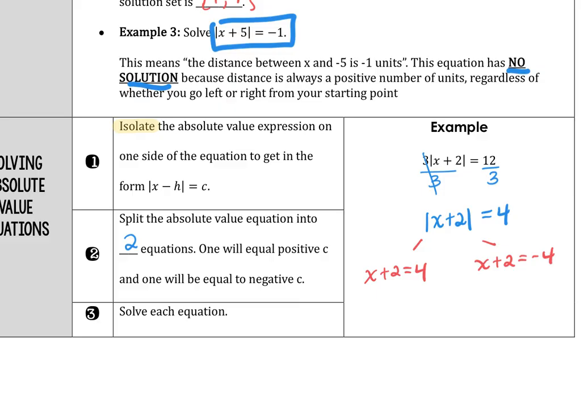And now that we've split it into those 2 equations, we can just solve each equation. So to get x by itself, we're just going to do the opposite of a plus 2, which is subtract 2, which means x equals 2. But then our second equation, we're still subtracting the 2, but this time we're subtracting it from a negative 4. So the negative 4 minus 2 is going to give us the solution of x is equal to negative 6. So that is our solution, meaning we can write our solution set as x is equal to negative 6 and 2.